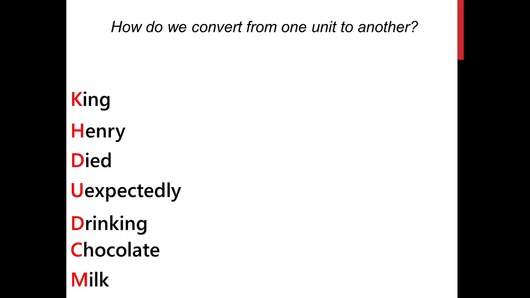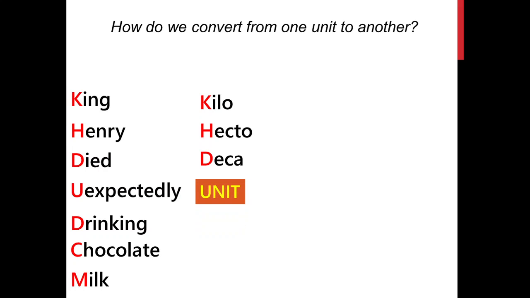Okay? Now, K for king stands for kilo, H for Henry stands for hecto, D for died stands for deca, U for unexpectedly stands for the unit or the standard unit of measurement, D for drinking stands for deci, C for chocolate stands for centi, and M for milk stands for milli.